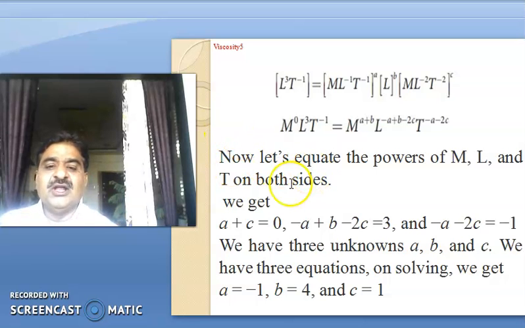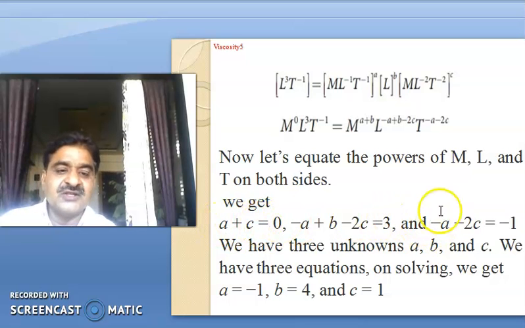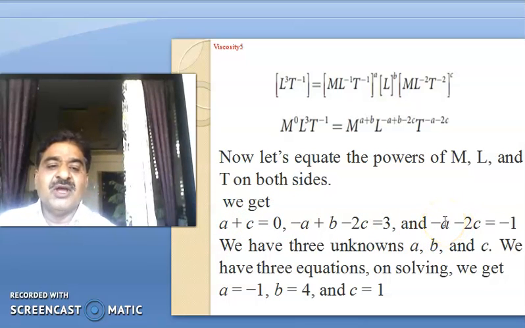Equating the powers of M, L and T on both sides, we obtain A plus C is equal to 0 for the M power, minus A plus B minus 2C is equal to 3, and minus A minus 2C is equal to minus 1. If we solve this, A plus C is equal to 0, then A is equal to minus C. Substitute here minus C. Minus of minus C means plus C. Here you will get C minus 2C becomes minus C is equal to minus 1.